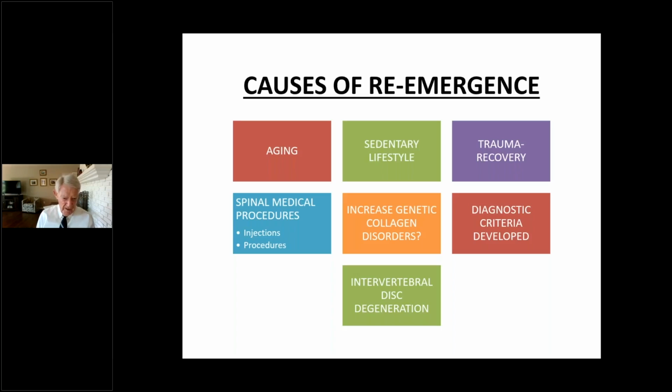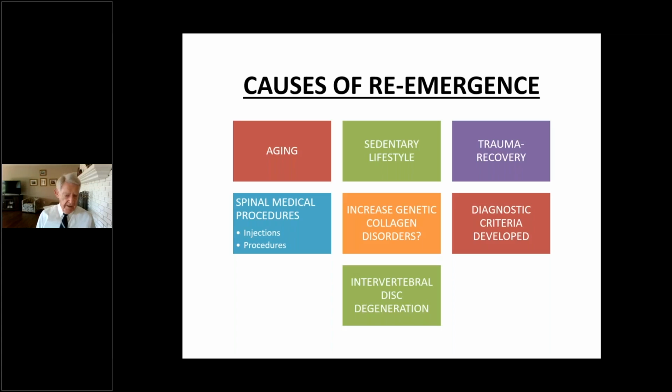We seem to be having an increase in the number of people who have genetic connective tissue or collagen disorders, of which the most common name is Ehlers-Danlos syndrome. Now, whether this is actually increasing in the population or whether we're just more aware of it is something I don't know. But all I can tell you is this.